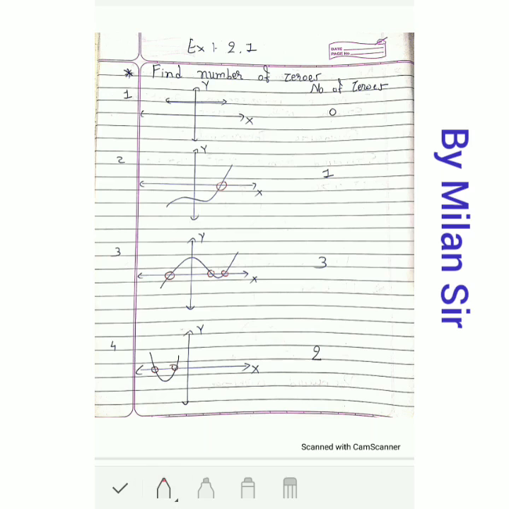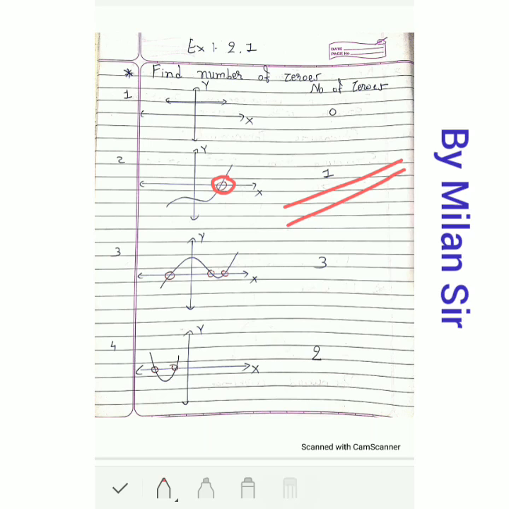Second question, in second question we found one intersection point of graph with the x-axis. That's why number of zeros is equal to 1.